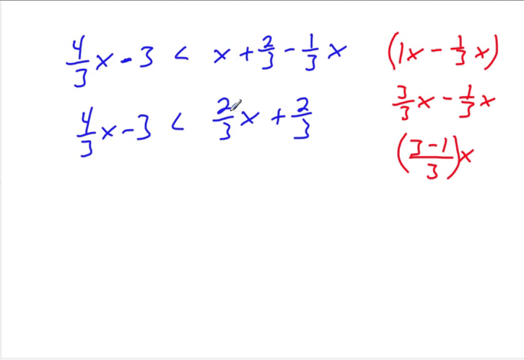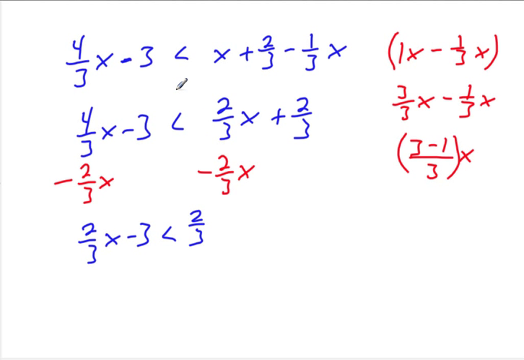So 2/3 x. Now we have like terms, but they're on different sides, so we can deal with that using subtraction. Let's subtract 2/3 x from both sides. 4/3 minus 2/3 is 2/3. So we have 2/3 x minus 3 is less than 2/3. Again, we have like terms here, but they're on different sides, so we're going to combine them by adding. Nothing fancy here. 3 plus 2/3 is 3 2/3.